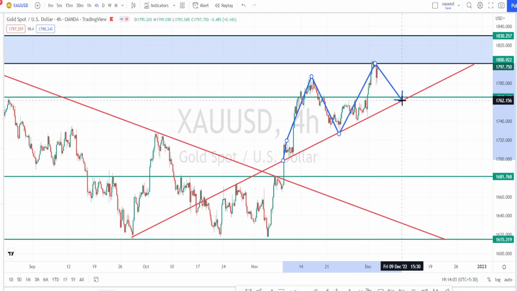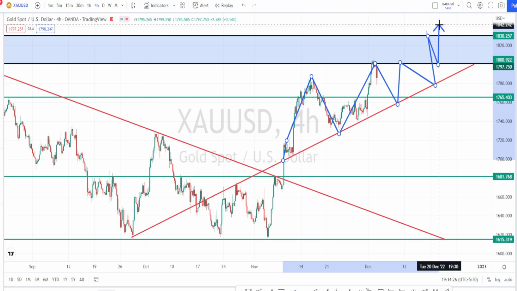So if you want to take trades on the bearish side retracement, wait for the price action to break this trend line or the support line, based on which you can freshly enter into the bearish side trade, or wait for the price action to break this resistance zone between 1830 to 1800, based on which you can freshly enter into the bullish side trades.